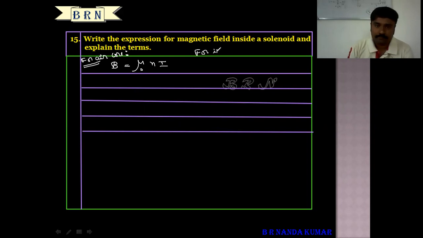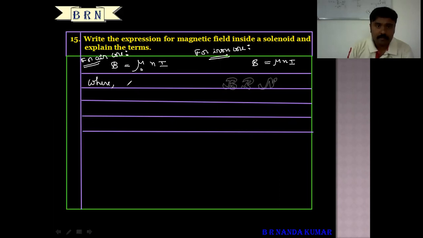So for an iron core current carrying solenoid, the magnetic field B is equal to mu N i. You can write either of these two. For an air core current carrying solenoid, B is equal to mu naught N i. For an iron core current carrying solenoid, B is equal to mu N i. Mu is the absolute permeability of the medium, that is the ability of the medium to allow the magnetic field to pass through it. That is the meaning of absolute permeability of the medium. Correct? So the terms need to be explained.